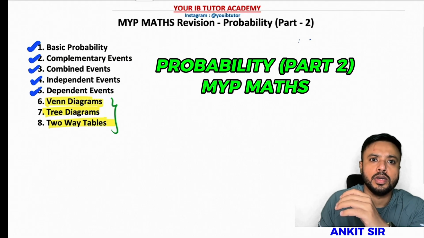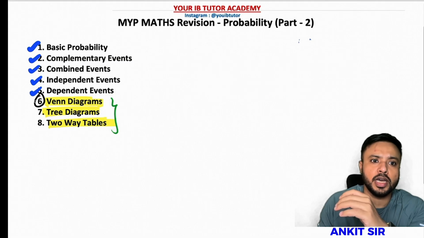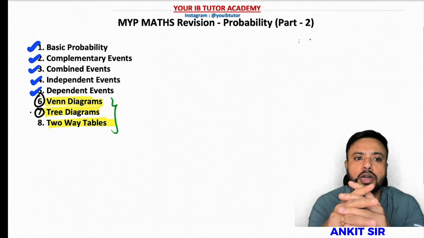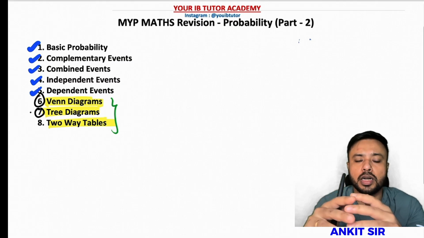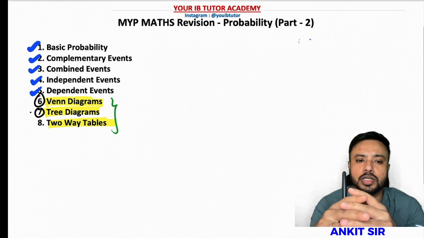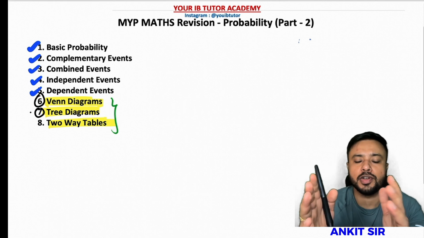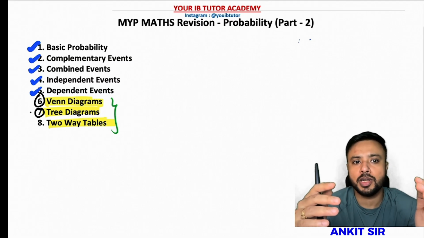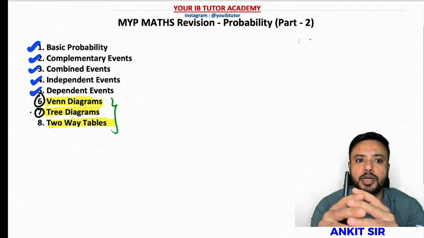Out of these three topics, I think Venn diagram and tree diagrams are the most important because a lot of times you will see questions directly coming from these two topics. So I'll try my best to explain these two topics in depth. Two-way tables are not that important because I haven't seen any past year questions coming from that. And even if they ask you, you can do it using a tree diagram. So I'm going to focus mainly on Venn diagram and tree diagram in this particular video.